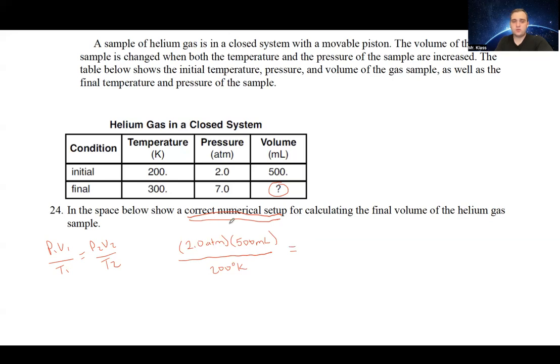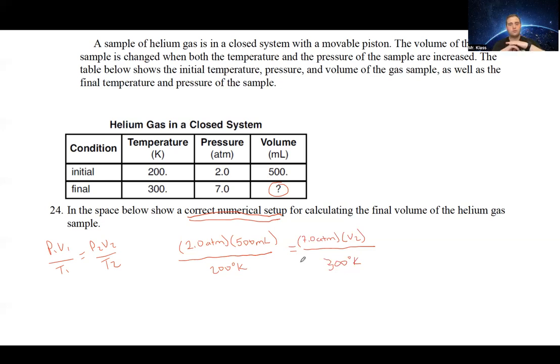Don't forget, we're showing a numerical setup, so we do want to indicate units in our work. Our second pressure is 7.0 atm. Our second volume is what we're solving for. And what's our final temperature? We're going to get 300 degrees Kelvin. Okay, we have our numerical setup. And that's it for that question.